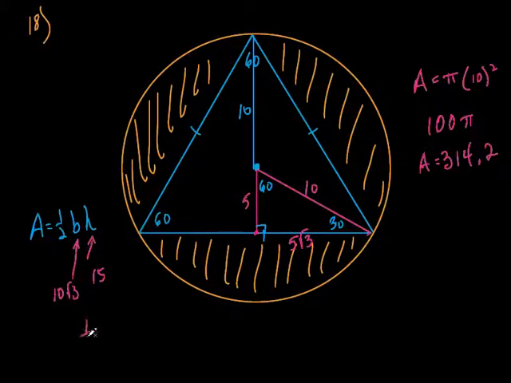So it's 1/2 times 10 square root of 3 times 15. Half of 10 is 5. 5 times 15 is what? 75 times the square root of 3. And that's your answer for the area of the triangle. Okay? And then you take that 314.2, subtract 75 square root of 3, and now you got your shaded area. So that should come out pretty close to 184.3.